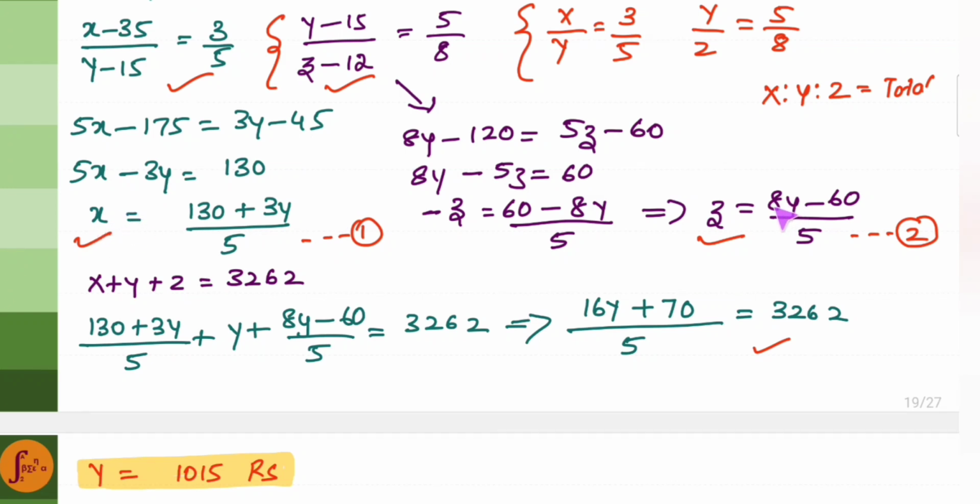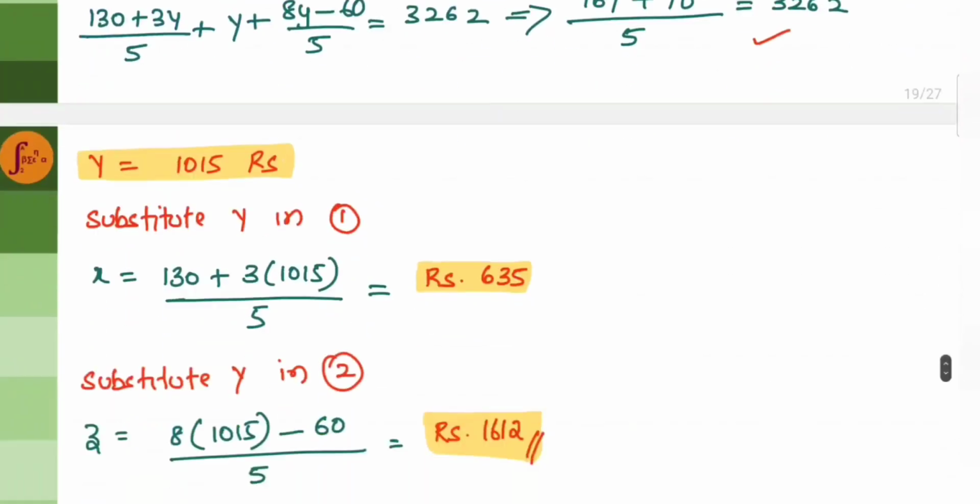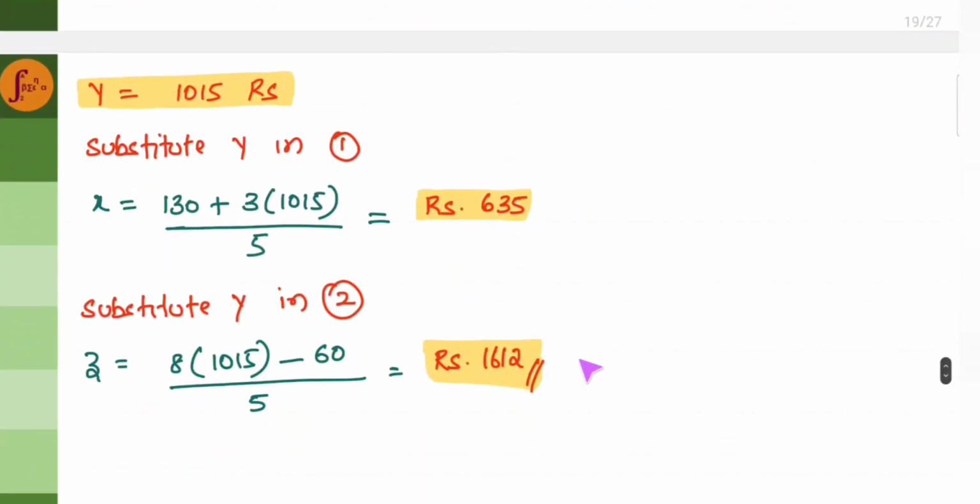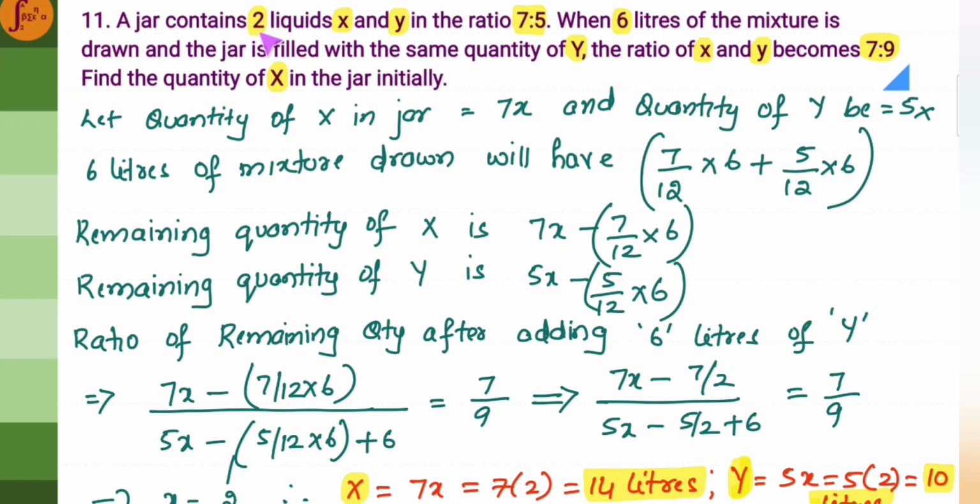Similarly, if you take that Y value, you can substitute it in equation 2 and you'll get the Z value this way. Let's take this example. A jar contains two liquids, X and Y, in the ratio 7:5. When 6 liters of the mixture is drawn and the jar is filled with the same quantity of Y, the ratio of X and Y becomes 7:9. Find the quantity of X in the jar initially.